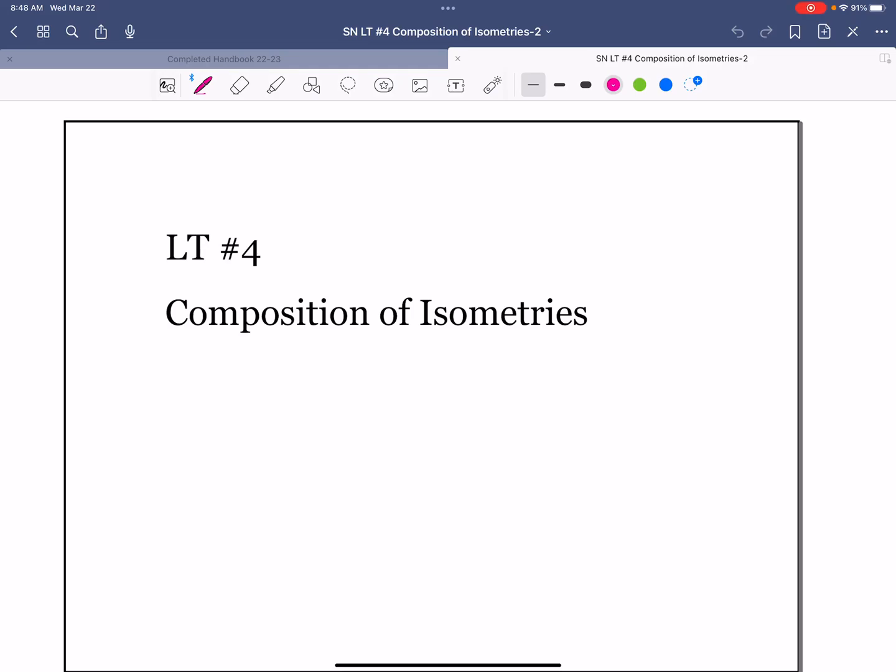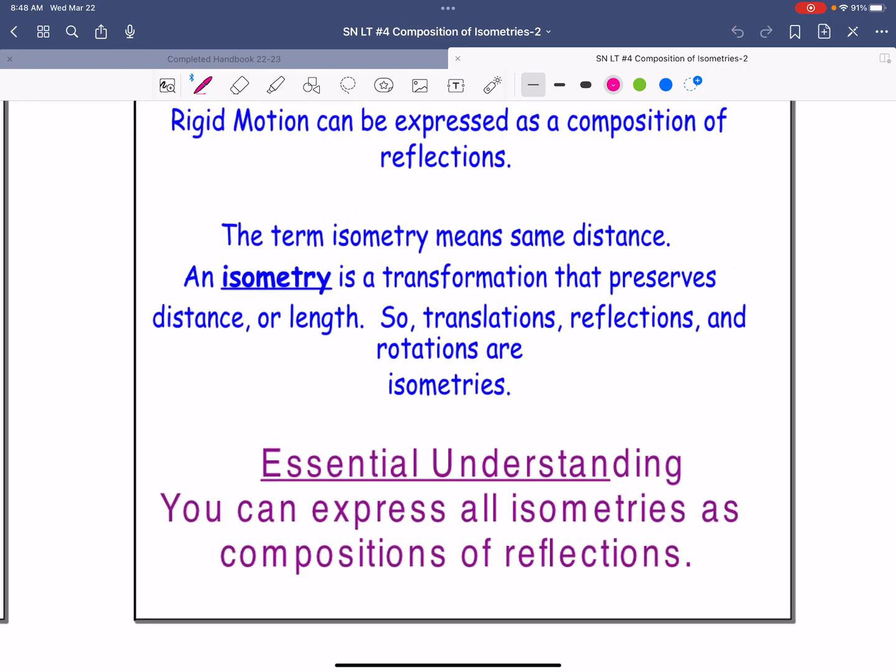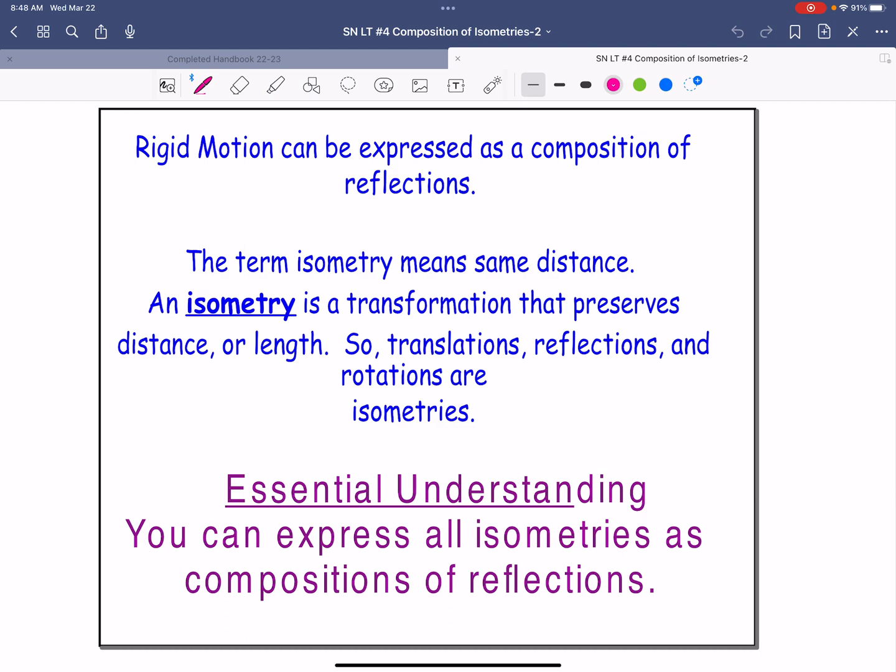This movie is for Unit 9 on transformations, learning target 4, composition of isometries. Rigid motion can be expressed as a composition of reflections. So that means several reflections put together.